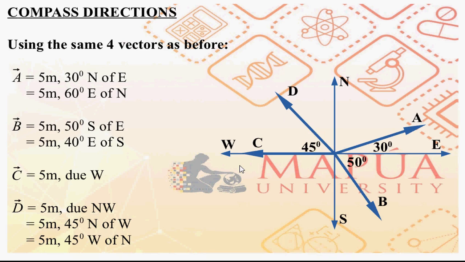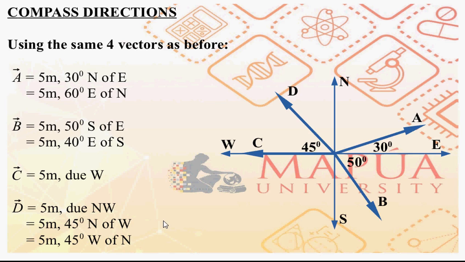Due northwest if exactly between the north and west directions. Due northeast if exactly between the north and east directions. Due southeast if directly between the south and east directions. And then you have southwest if directly between the south and west directions. Of course, we can also apply the convention that we talked about with regards to vector A and vector B. We can say that vector D is 5 meters, 45 degrees north of west, or 5 meters, 45 degrees west of north.